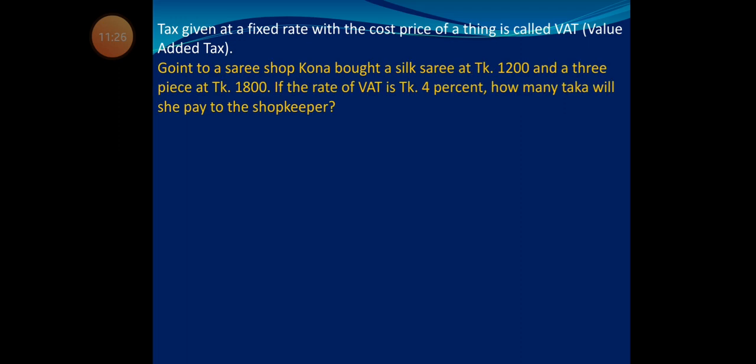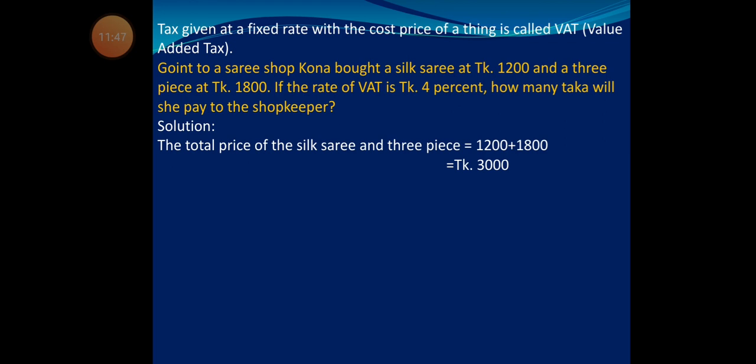Now we will see another topic from our textbook. Tax given at a fixed rate with the cost price of a thing is called VAT, or value added tax. Okay, now this is a problem from your activity. Going to a sari shop, Kona bought a silk sari at taka 1200 and a 3-piece at taka 1800. If the rate of VAT is 4%, how many taka will she pay to the shopkeeper?